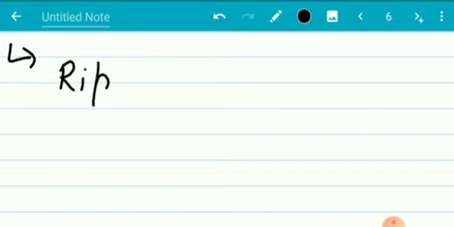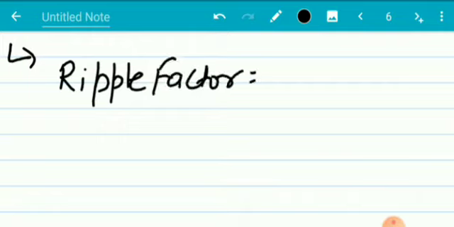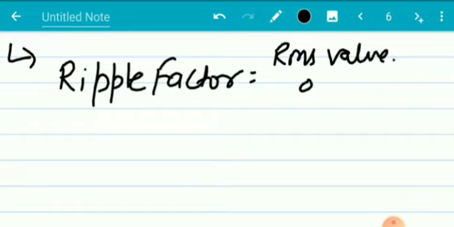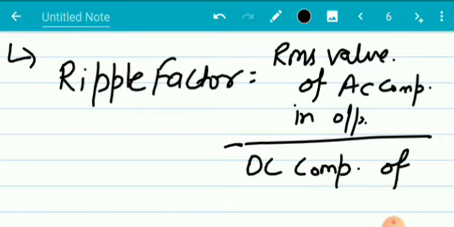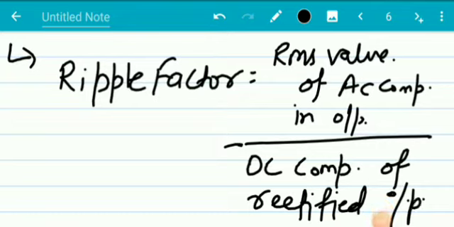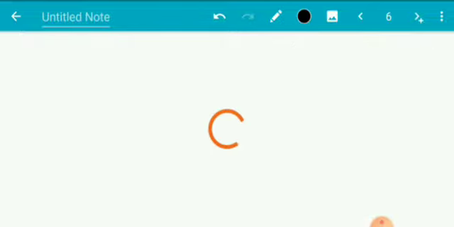So the ripple factor is the ratio of the RMS value of the AC component in the output with the DC component of the rectified output. This is our ripple factor definition.